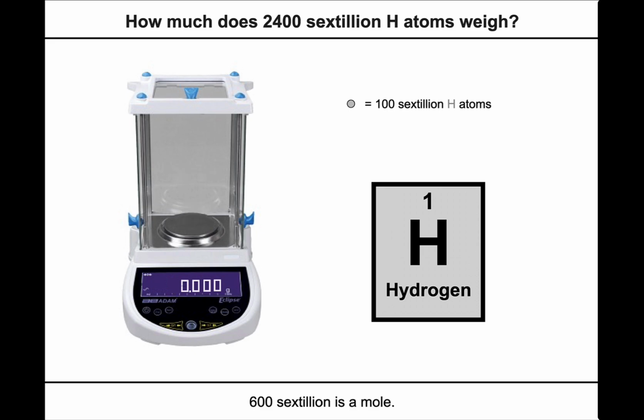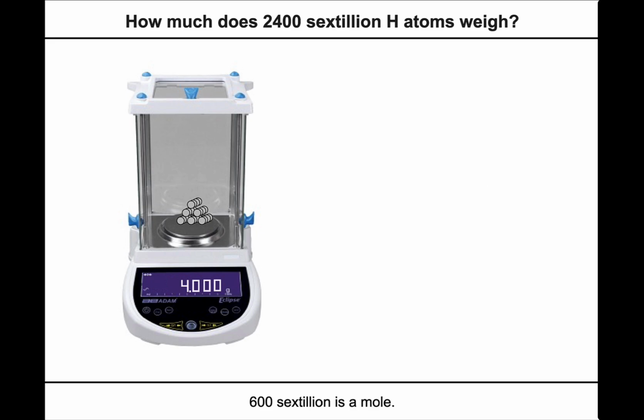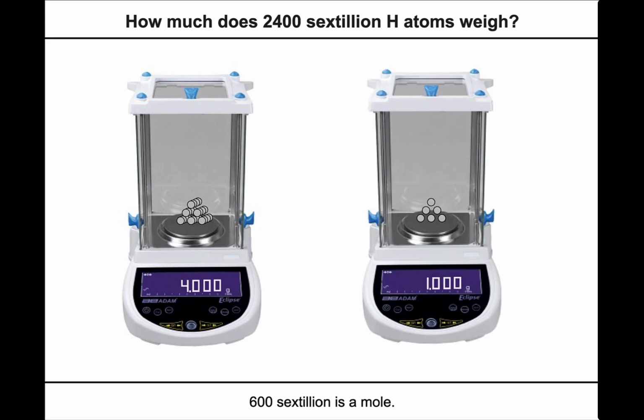Now we're going to weigh out 2,400 sextillion hydrogen atoms. Not 2,400 sextillion grams, because that would be a lot of Skittles, right? Just 2,400 sextillion hydrogen atoms. So let's put down our first mole, our second mole, our third mole, and our fourth mole. Remember that 1 mole weighs a gram, so 4 moles should just weigh 4 grams. 2,400 sextillion hydrogen atoms weighs about 4 grams. That's 4 moles. Let's compare that to the 1 mole situation.